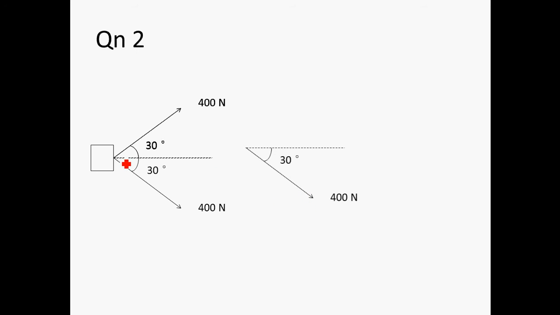Then secondly, of course, this second force, the tail will meet the tip of the first force, and then you get tip to tail, tip to tail. Alright, so the resultant force will start from here and end here. So this is your resultant force.